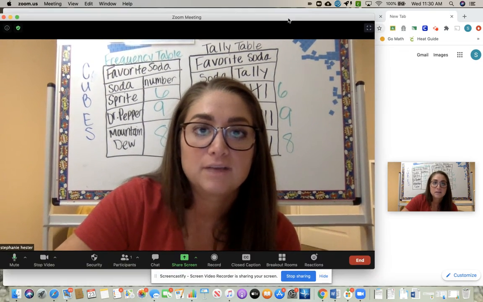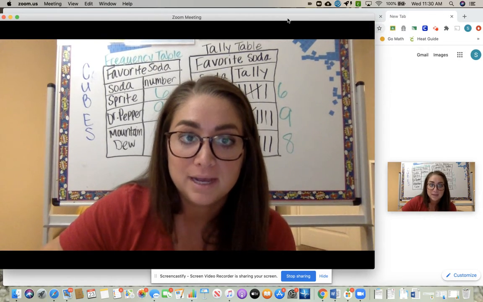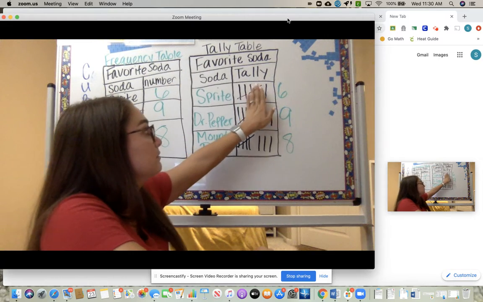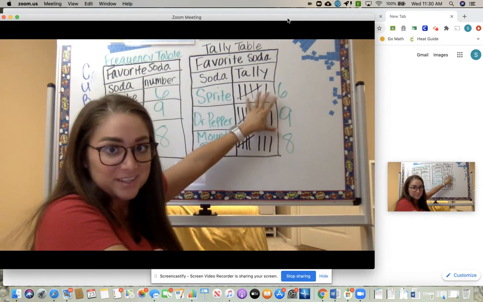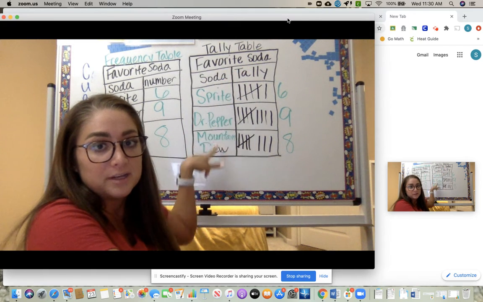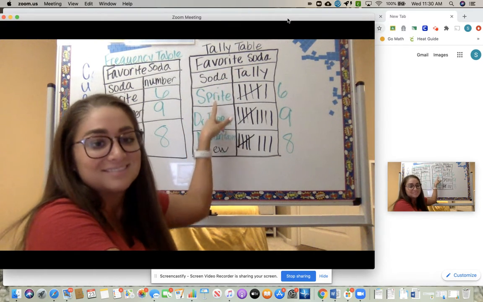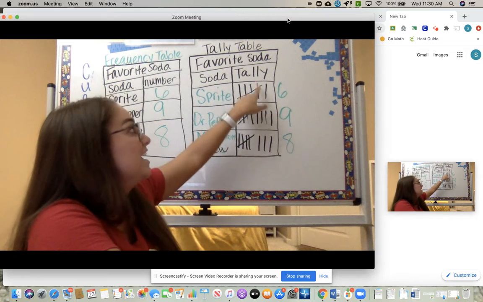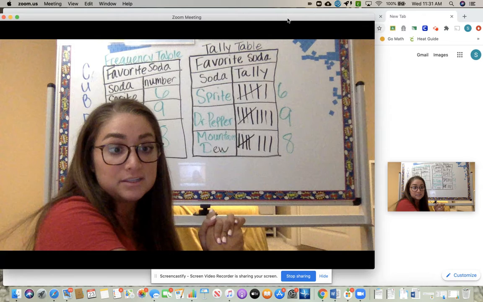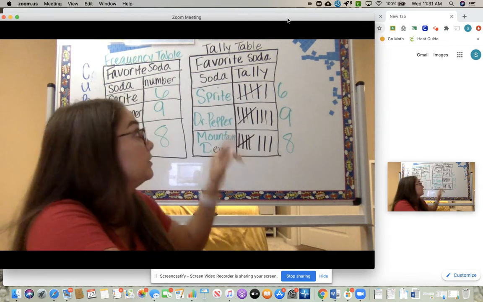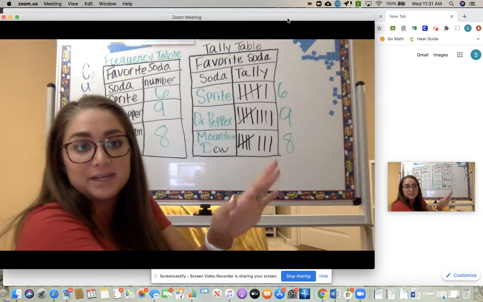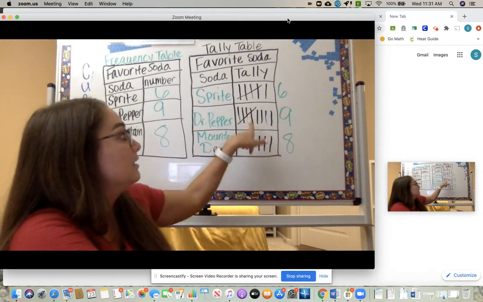We started off with some review from yesterday's math, and I created a tally table. We have our title, favorite soda. The category is soda. These are the listed sodas, and then our tally. I asked the students to vote: What is your favorite soda, or the soda you like the most? Everyone raised their hands, and I counted and put tallies first.